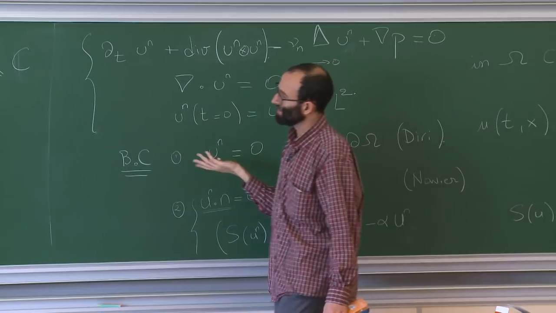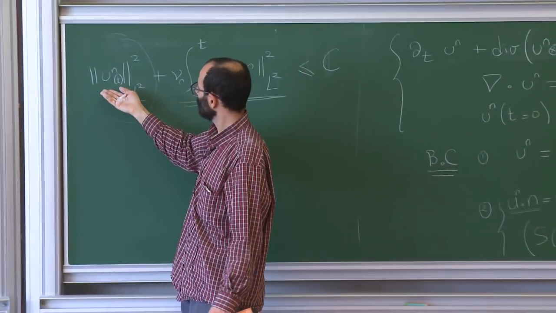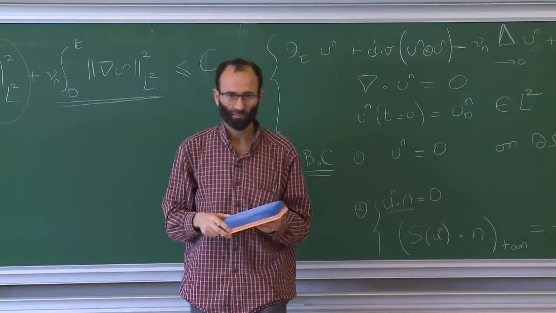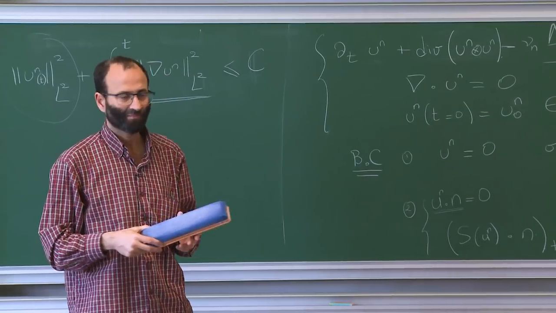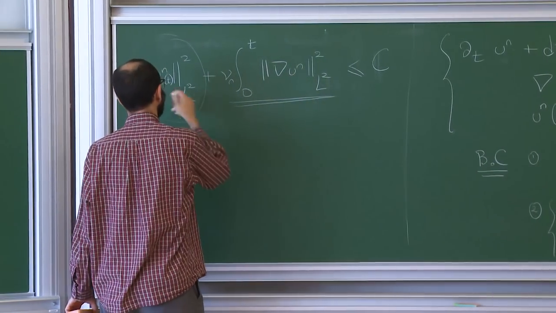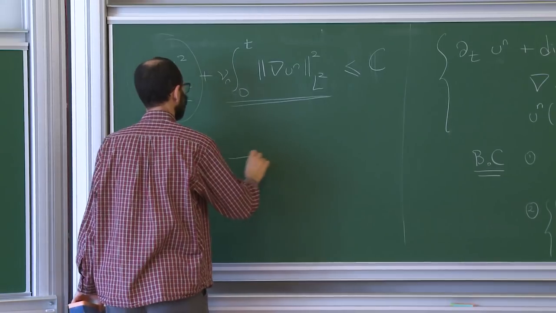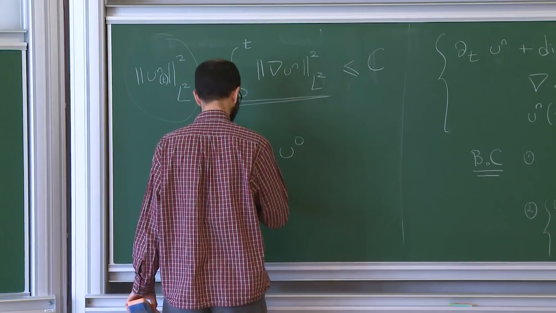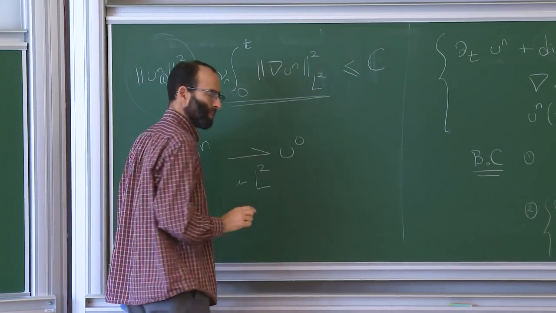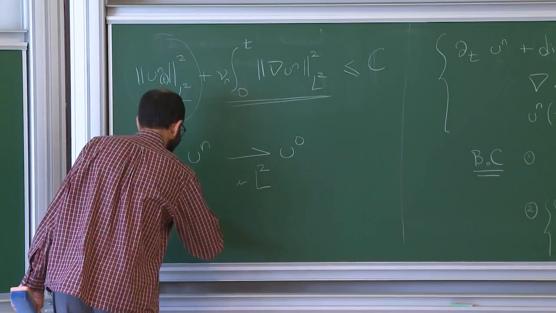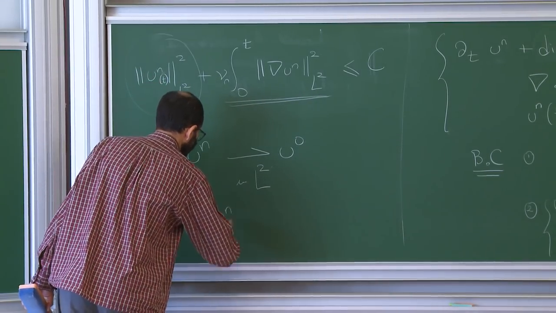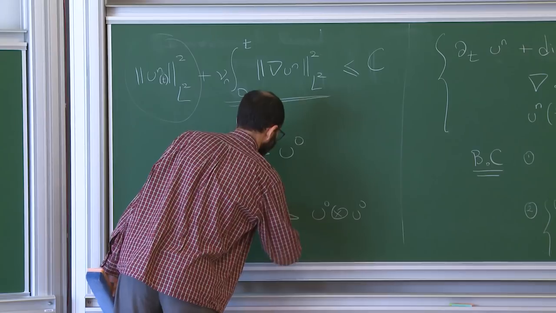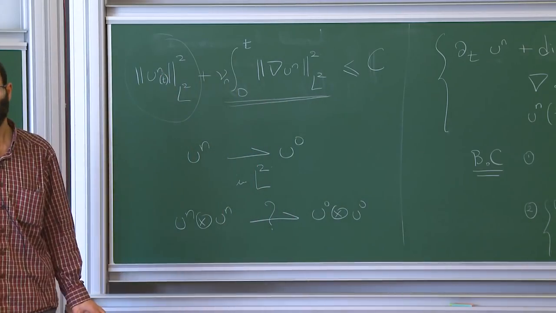Normally, it makes sense to ask yourself whether, just from the bound you have here, you can pass to the limit in a term like that. But this is weak convergence. If you are in L infinity L2, all you can say is that this converges weakly to u0, weak in L2. So normally, it's not clear whether this will converge weakly to this, right?